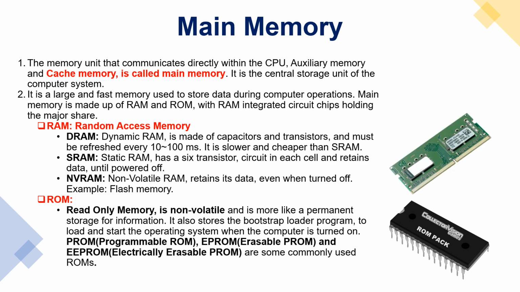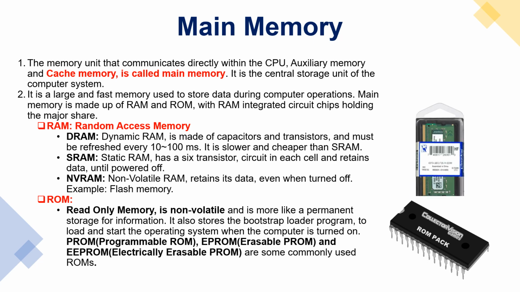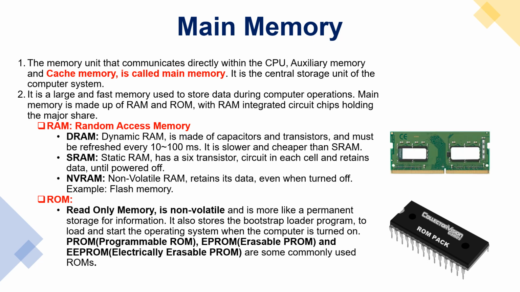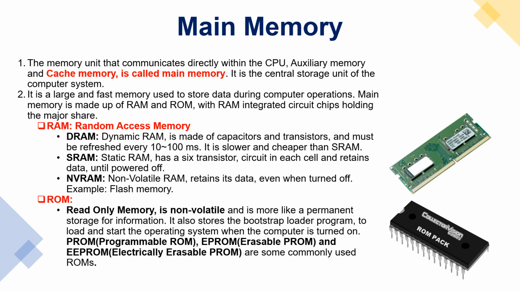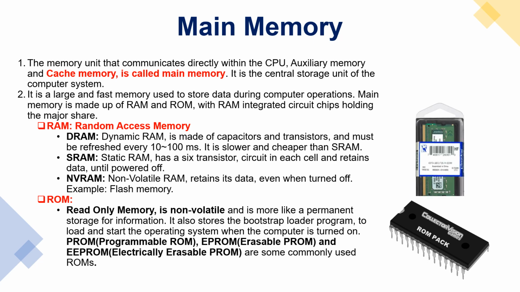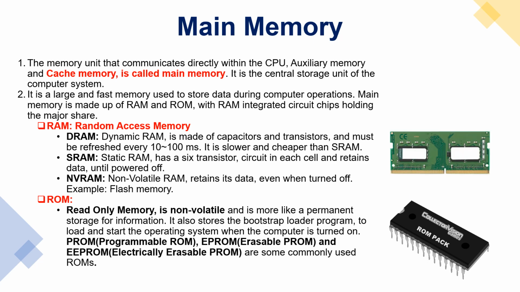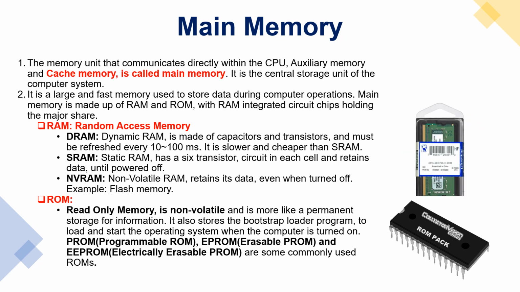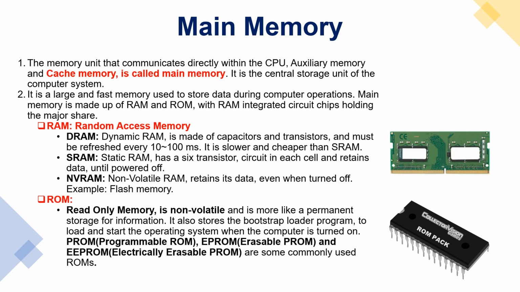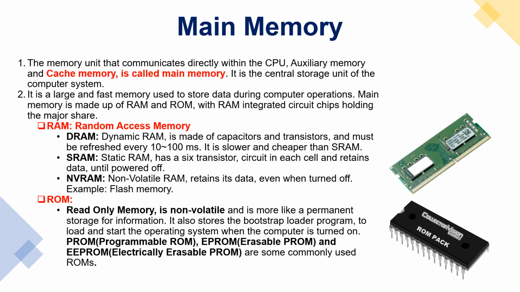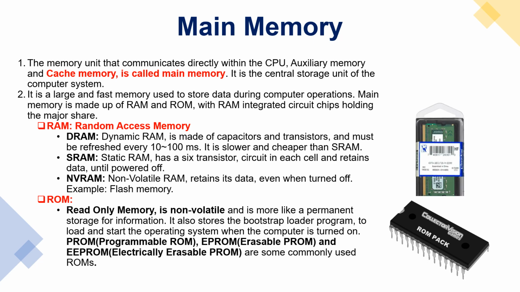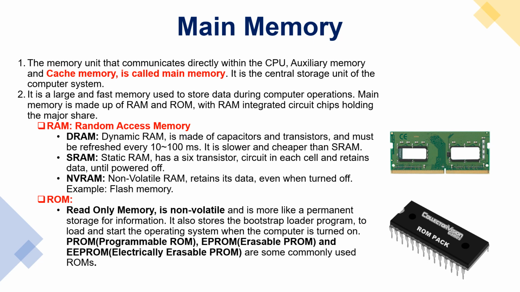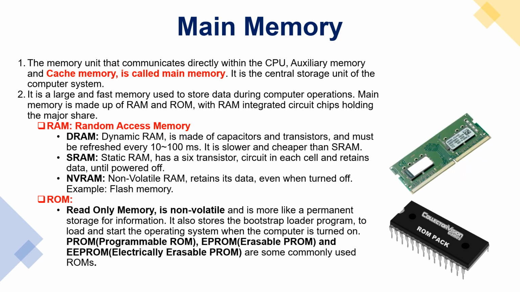RAM, random access memory. DRAM, dynamic RAM, is made from capacitors and transistors and must be refreshed every 10 to 100 milliseconds. It is slower and cheaper than SRAM. SRAM, static RAM, has a 6-transistor circuit in each cell and retains data until powered off. NVRAM, non-volatile RAM, retains its data even when turned off.